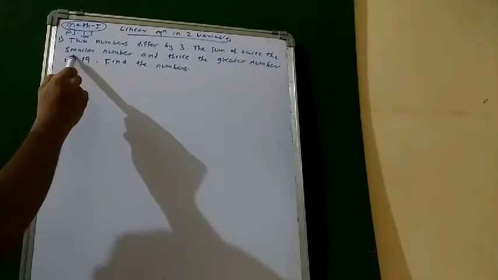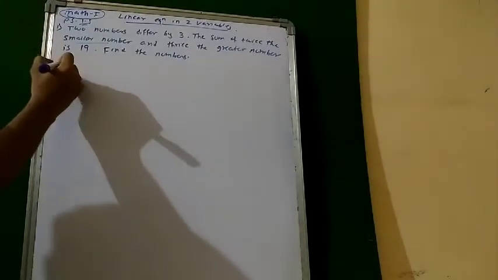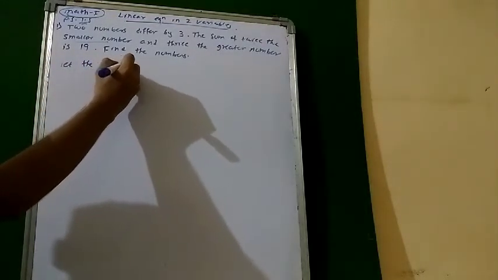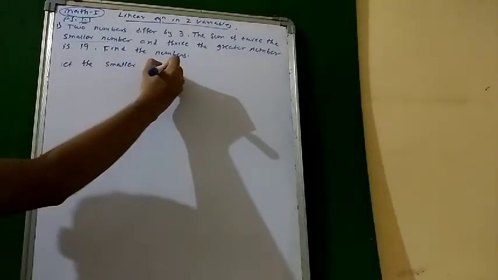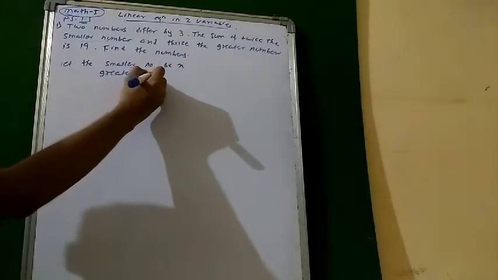You will have the first question in your textbook as: two numbers differ by 3. Differ means difference. Okay. Sum of twice the smaller number and thrice the greater number is 19. So if you read the question properly, you will see that there are two numbers. One is smaller and one is greater. So we'll assume that let the smaller number be x and greater number be y. Okay.